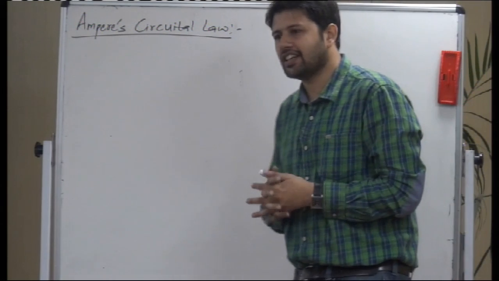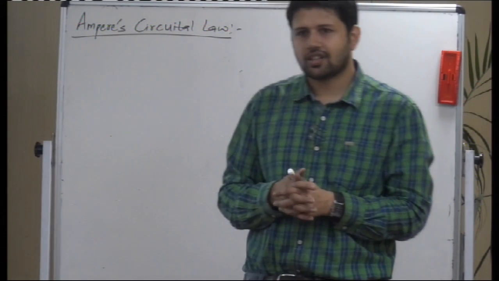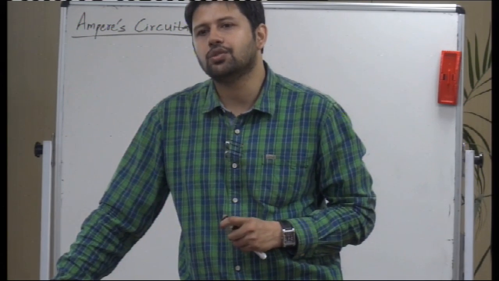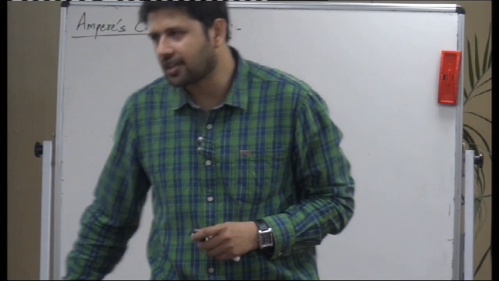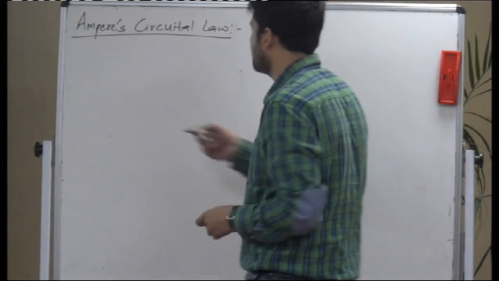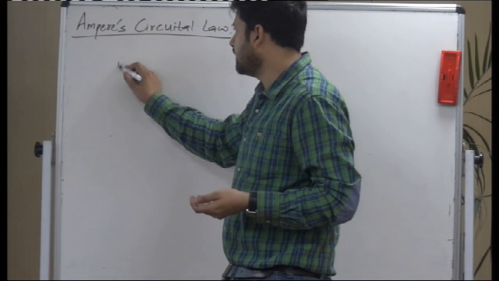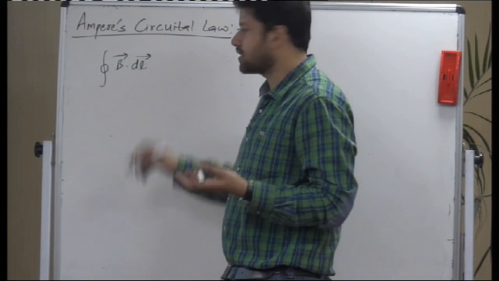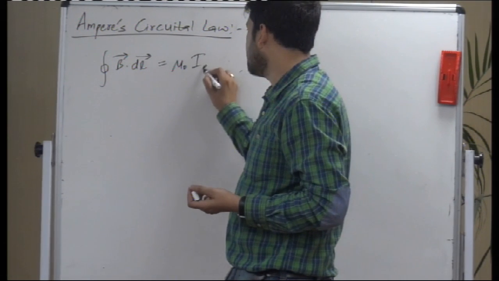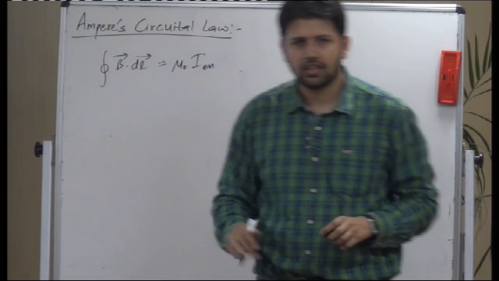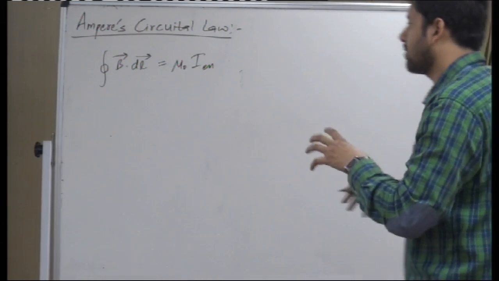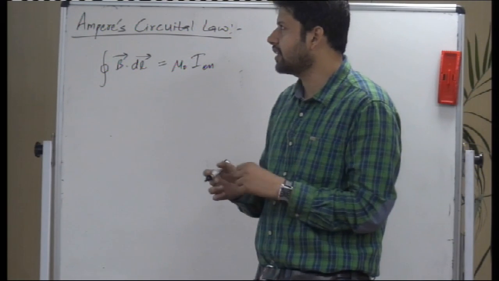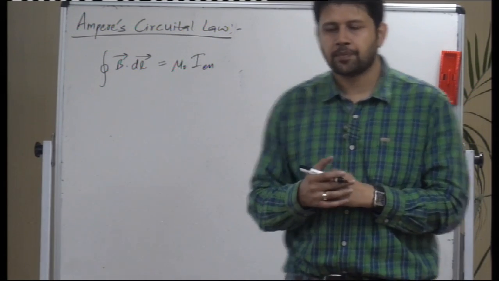It says the line integral of the magnetic field over a closed loop, that closed loop is called the Amperian loop, is equal to mu naught times the current enclosed, right? So you already know that the line integral is nothing but the closed loop integral of B dot dl, equal to mu naught into I enclosed. This is the law. I am not writing the word format of it, I am just writing the mathematical format.